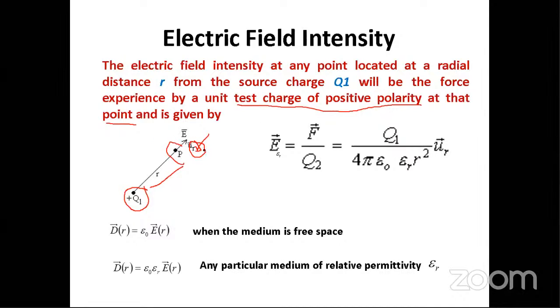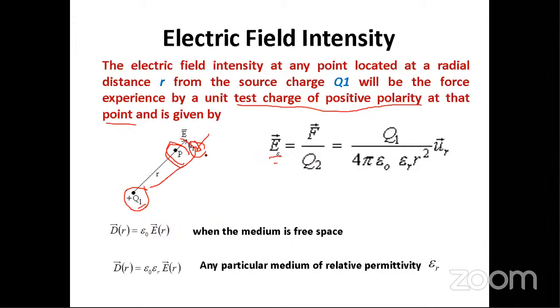When you want to bring a unit test charge towards a source charge, here it is plus Q1, you will face a force, and if you measure that force at that particular point, it is denoted in terms of electric field intensity. That is, electric field intensity is basically equal to force per unit charge. And what is the force?